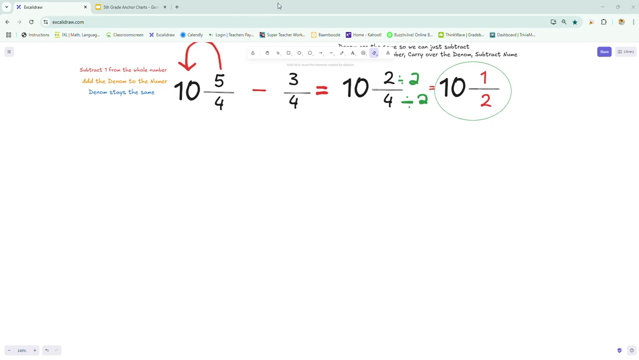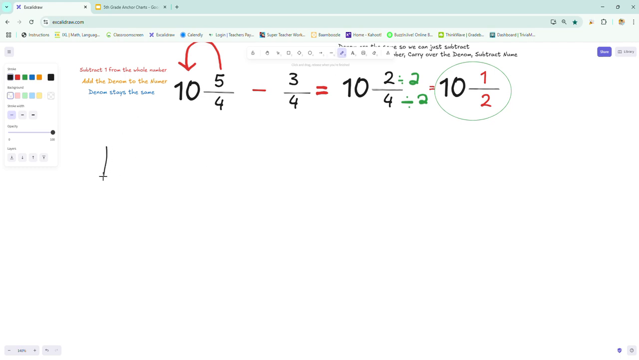I am going to show you two different problems that I found in our workbook, possibly three. Depending on how the fraction or the problem looks is going to determine how we work it out. So the very first problem that we're going to do is on page 118 in the 5th grade book. We are going to do 10 minus 5 and 4 tenths.